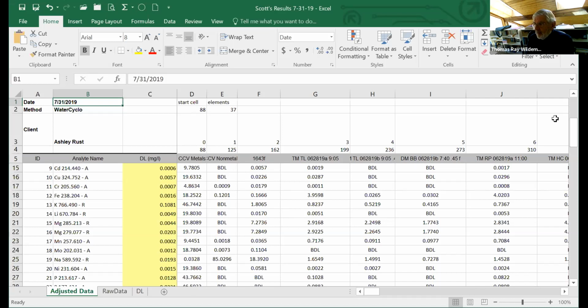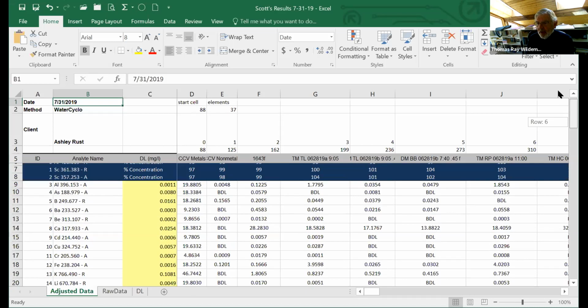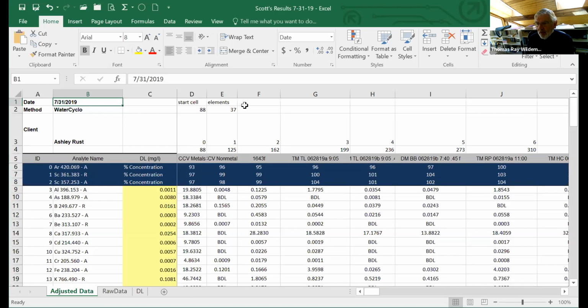So that's the first 3 or 4 columns within this. I think nowadays we are also running a blank here every now and then, to see how well the backgrounds look. So that's the first thing you see.